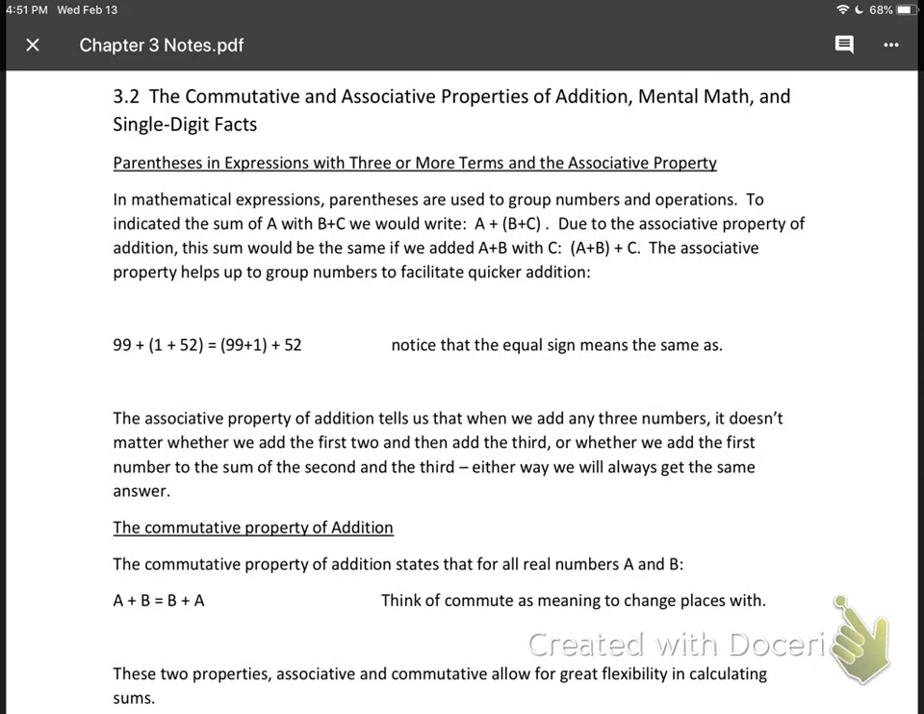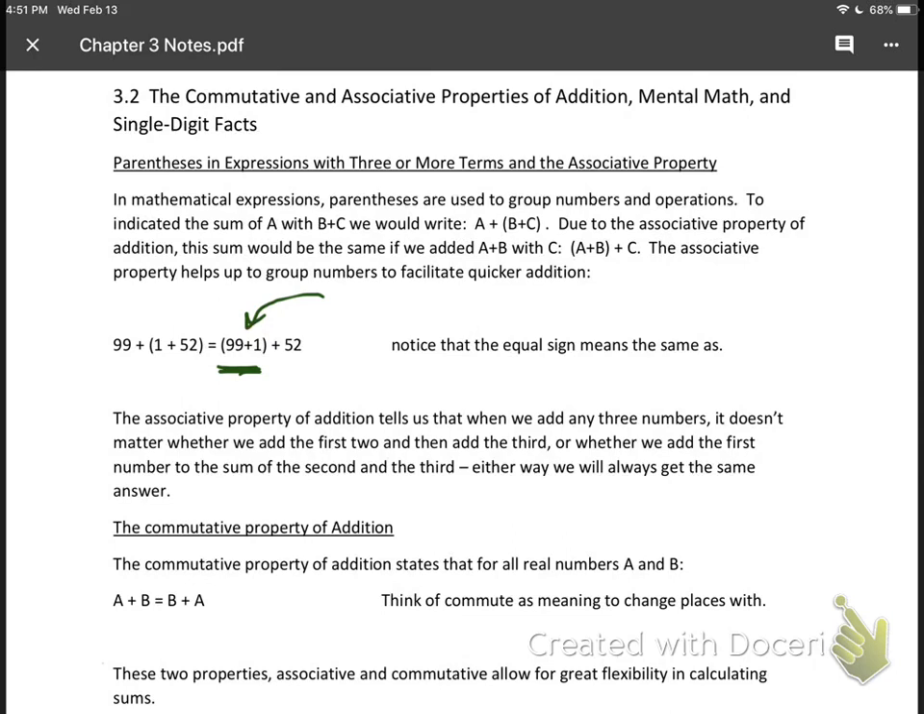So we can see right here, clearly that's going to be easier to add than 99 plus 53. So we're going to move them for a reason, but first you have to understand that we are allowed to move them. Either way, you'll get the same answer, but you might get to 152 quicker if you are associating in this regard. The commutative property of addition means that you can move the numbers. So A plus B is the same as B plus A.